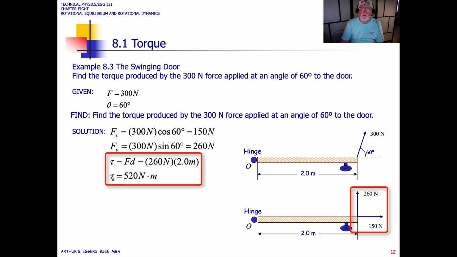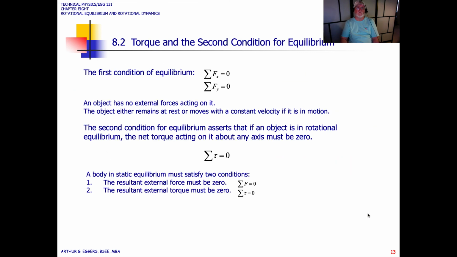So we end up with an amount of torque of 260 Newtons times the distance, 2 meters, which gives us 520 Newton meters of torque. Notice in this case, the entire length of the door is in fact our lever arm. So when we come back, we're going to take a look at torque and satisfying the second condition for equilibrium.